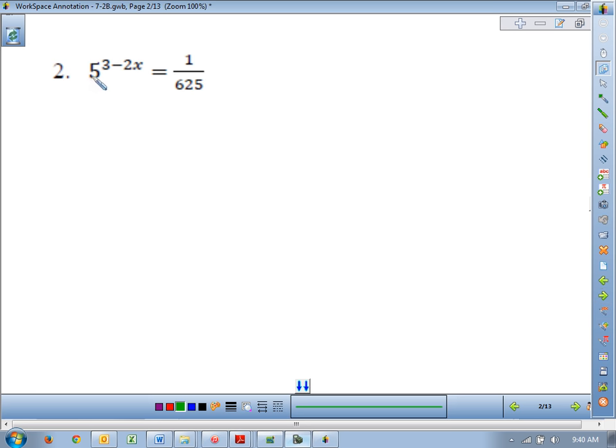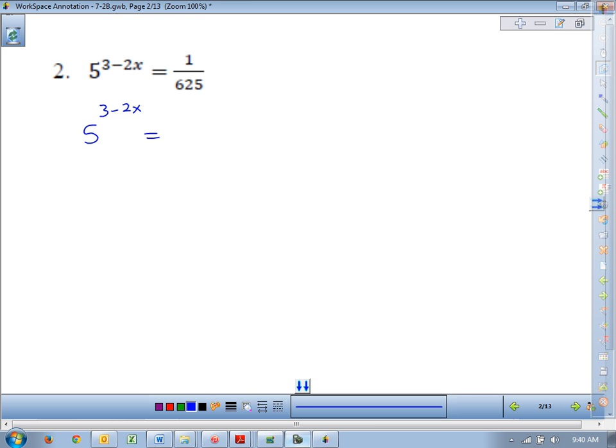This is base 5. Ooh, that's a fraction. Who cares about that fraction? What's the trick to make that fraction flip over? Our exponent has to be negative. See if we can rewrite them both as base 5s. This one already is base 5. How do you turn a 625 into base 5? 5 to what power is 625?